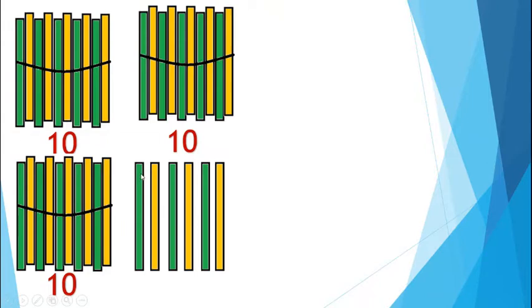So we'll count: 1, 2, 3, 4, 5, 6. So there are 6 loose popsicles. So how many popsicles did he buy? Okay, so we will count them all by skip counting by tens. 10, 20, 30, plus 6, that is 36. So we can say that Sam bought 36 popsicles.